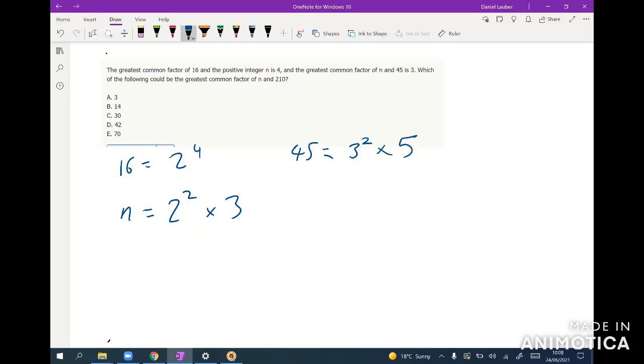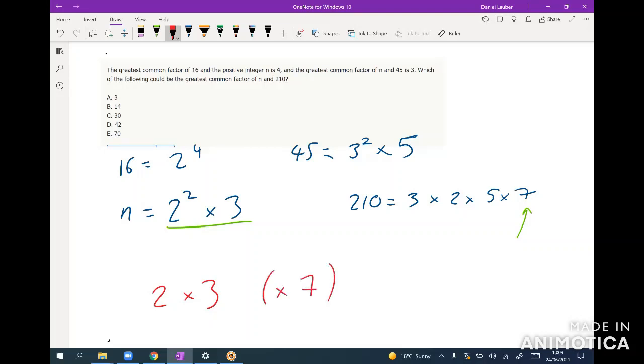Which of the following could be the greatest common factor of n and 210? So let's just write out what 210 is. That's going to be 3 times 70, which is 3 times 2 times 5 times 7. So we know that n definitely contains this, and no 5. It could contain a 7. So for the greatest common factor, we've definitely got a 2, we've definitely got a 3, we definitely don't have a 5, and then we could have a 7. So it could be 6 or 42. And so the only one that could be the answer is D.